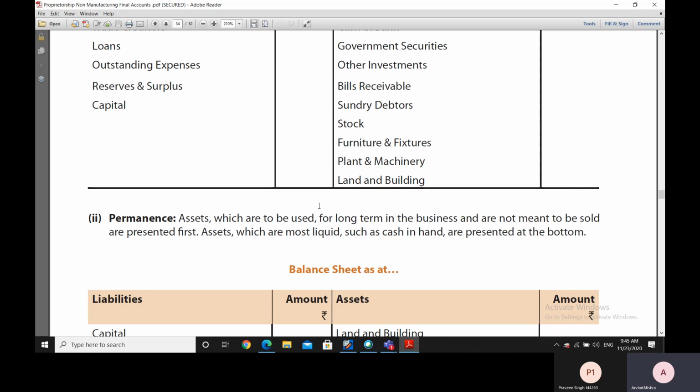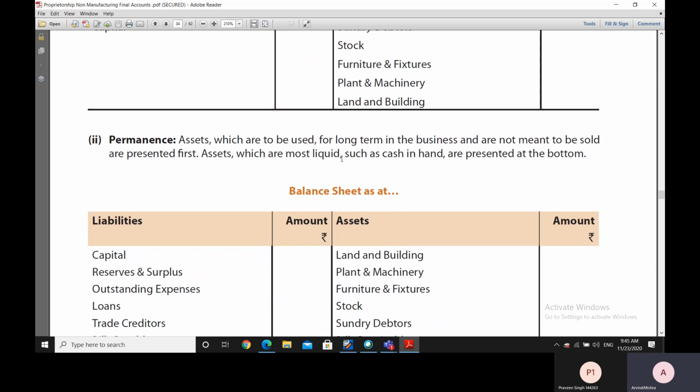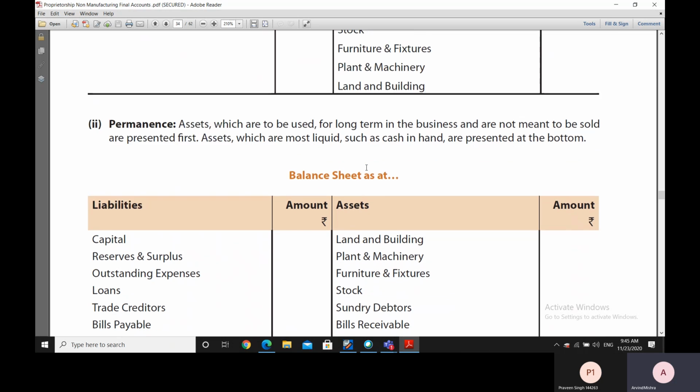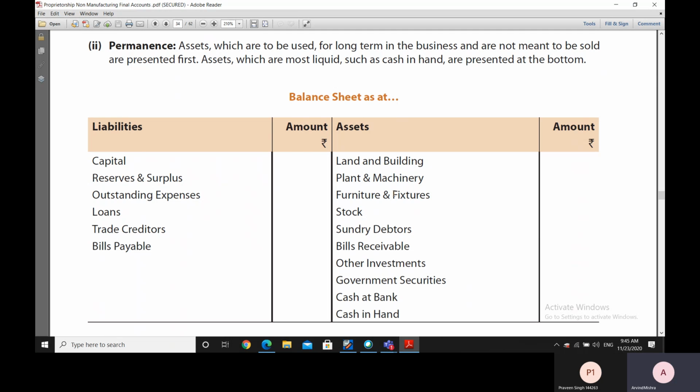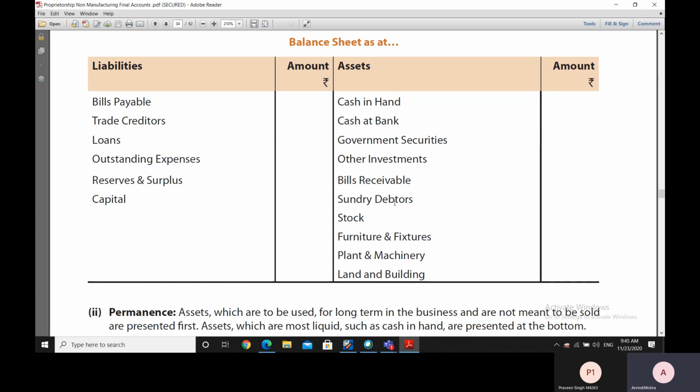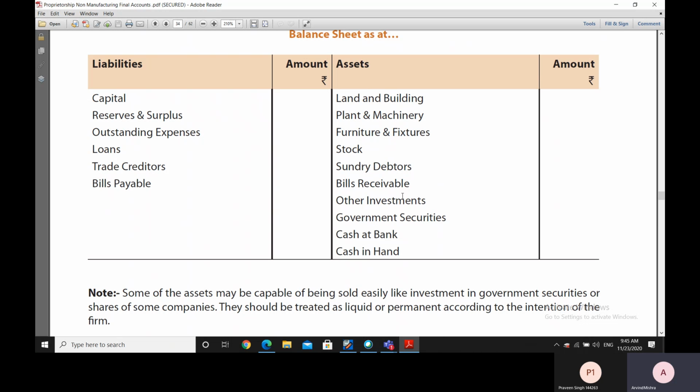And the second method by which the sequence of the items on the asset side is arranged is the permanence of those assets. So the easier to liquefy, the less permanent, and the more permanent, the less easy to liquefy. As you can see, on the basis of permanence, this whole balance sheet is turned around totally. So we can say permanence is opposite to liquidity. And when we go by permanence, we are completely overturning the sequence of the entries.